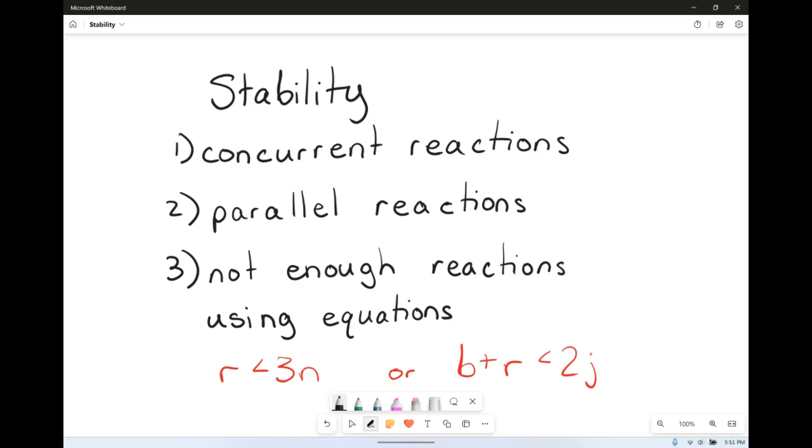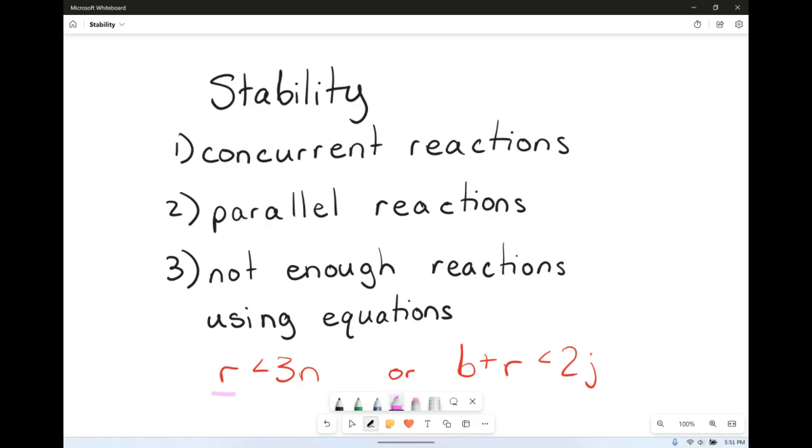In this video, we're going to cover stability, and stability can be from three different ways. Our first way is from concurrent reactions, which literally means they're all pointing at each other. We can have parallel reactions where they're all going in the same direction as each other, or we can simply have not enough reactions using our equations.